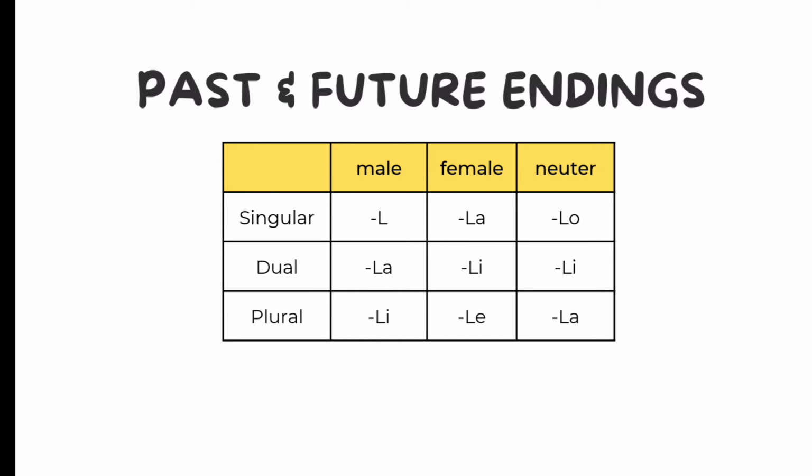And L endings, which are used in both past and future tenses, are these little endings that have l, la, li, la, li, le, lo, li, la. They are not specific to the person, but rather to the gender of the speaker and the singular, dual, and plural.